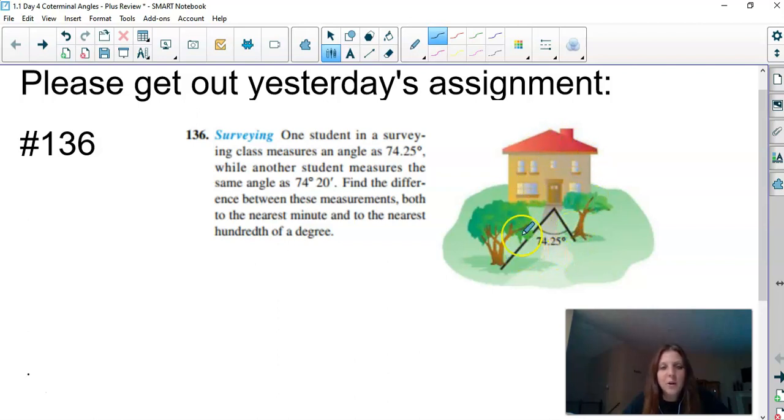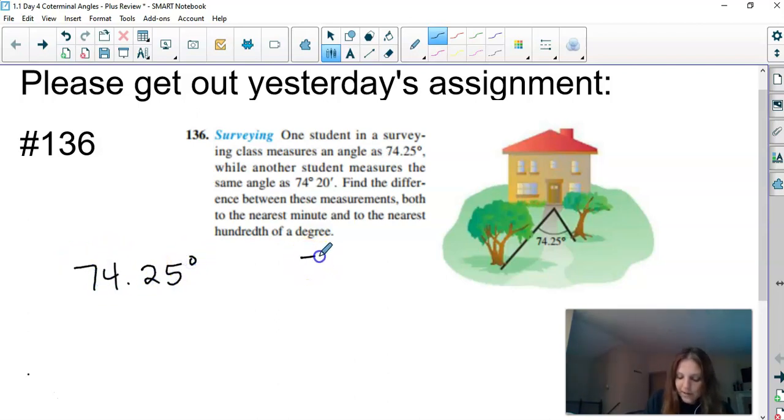Okay, so what I'm going to do is write down the different measurements that both students got. So one student had 74.25 degrees, and the other student had 74 degrees 20 minutes. And the question is asking you to find the difference between these measurements, both in minutes and then also in hundredths of a degree. So I'm going to start by changing this exact measurement of 74 degrees 20 minutes into a decimal.